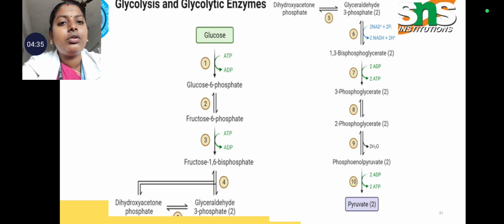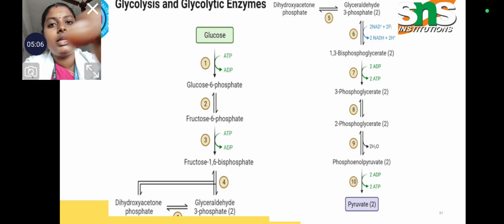Here the numbers 1 to 10 represent the enzymes, the enzymes which act for the conversion of one molecule to another. For glucose being converted into glucose 6-phosphate, the first enzyme helps. The enzymes will be seen in the next slide. Several, 10 enzymes in total, are involved in the series of chemical reactions. So glucose is converted into glucose 6-phosphate with the help of the hexokinase enzyme. We'll see in the next.